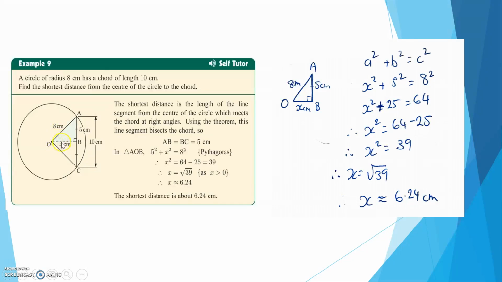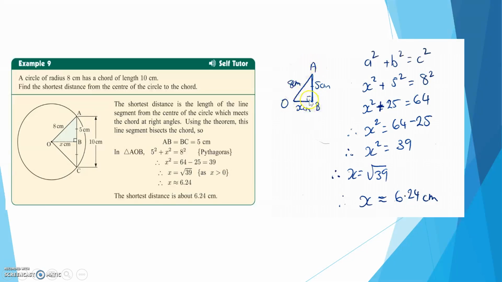And then we're trying to find the shortest distance from the center to the chord, which is along here. Now that line cuts the chord clean in half. So if you've got a 10 centimeter chord, half of that would be 5 centimeters. So what I've done is I've actually taken that triangle, I've drawn it over here to try and simplify and make it a little bit easier to see.